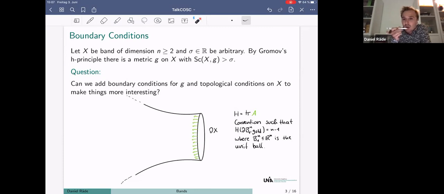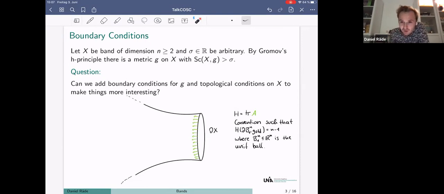So X is our manifold, we add some topological conditions on X, and we add metric conditions on G. Then we try to find some restrictions and some forces which pull in different directions, and from their interaction we can maybe find some nice results. So these boundary conditions in our talk will be phrased in terms of the mean curvature of the boundary.